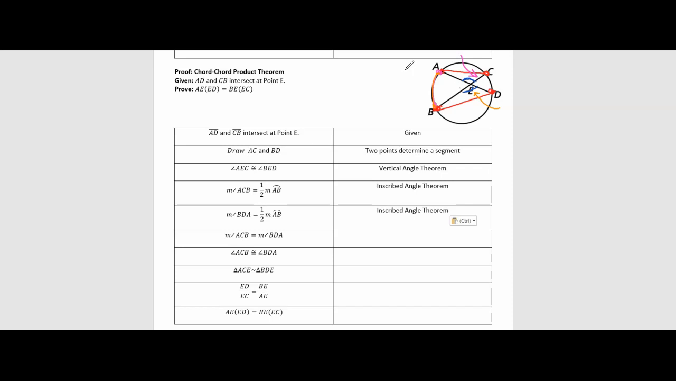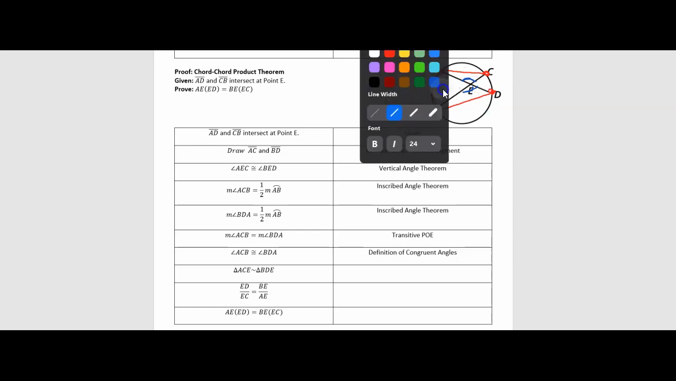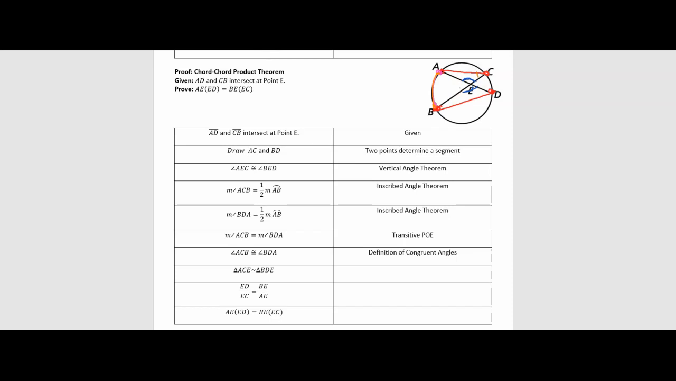Well, if both of those are equal to half the measurement of arc AB, well, they've got to be equal to each other by the transitive property of equality. Transitive POE. If I know two angles are equal in measurement, I know that they are congruent by the definition of congruent angles. My spelling is still not great. Not angels, angles. Now I can put in some congruency symbols here. Let's do those in blue as well. Oh, that's orange.